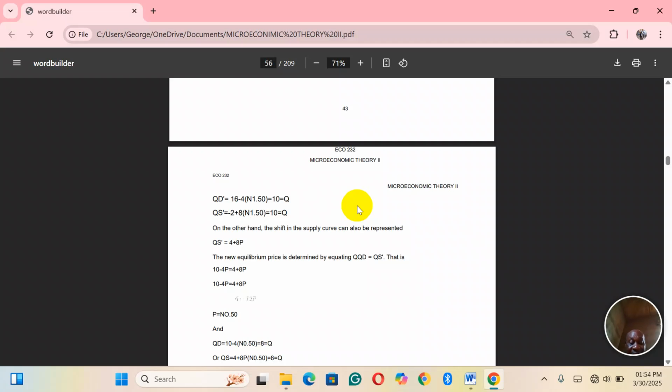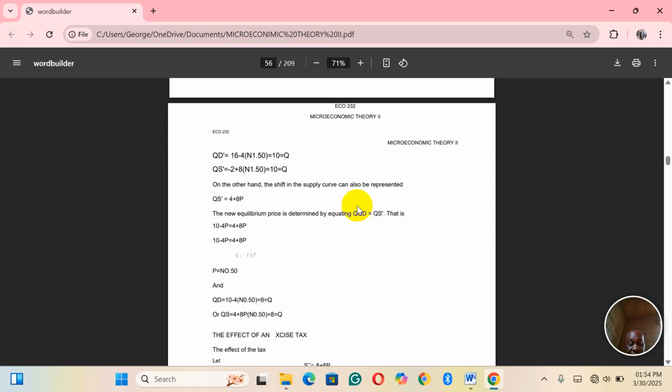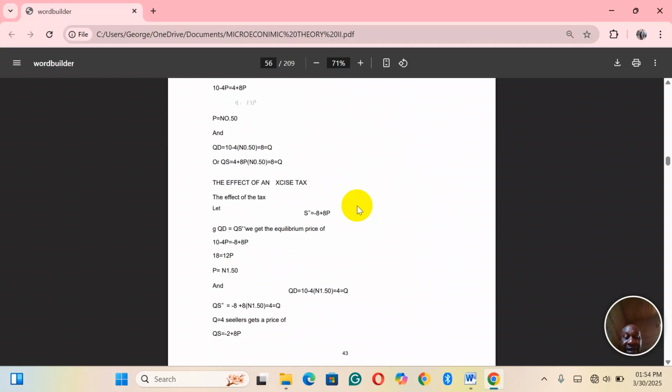So QD, that is quantity demanded, equals 10 minus 4 times 0.50, which equals 8, equals Q. Then quantity supplied equals 4 plus 8 times 0.5, which equals 8, equals Q. Now the effect of an excise tax: quantity supplied equals minus 8 plus 8P, and quantity demanded equals quantity supplied.